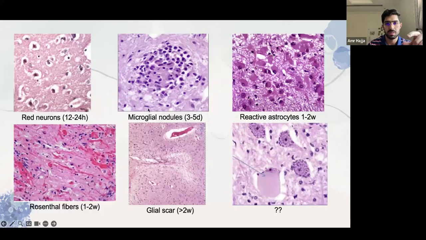Let me just explain it here. Now, we said that the first thing we have the red neurons, then the neutrophils, and then here we have the microglial nodules. So here we have the microglial cells that came and forming nodules in order to remove the cellular debris.